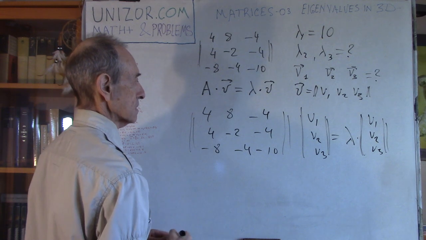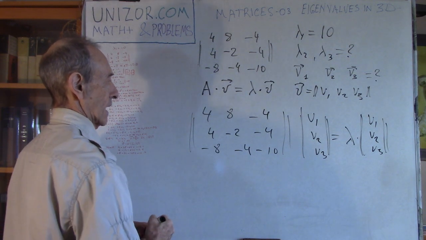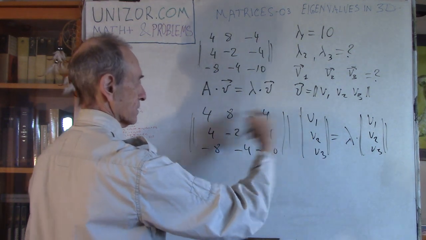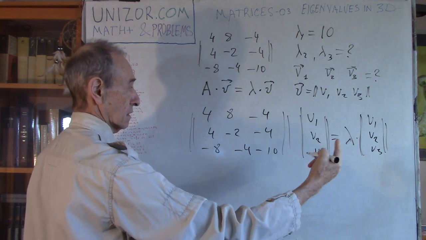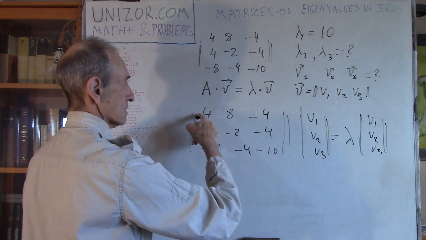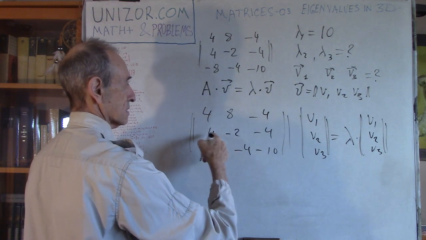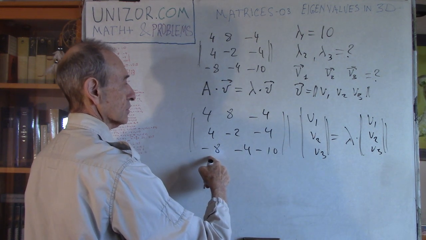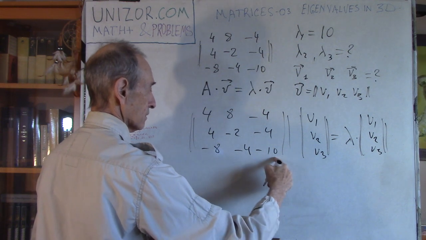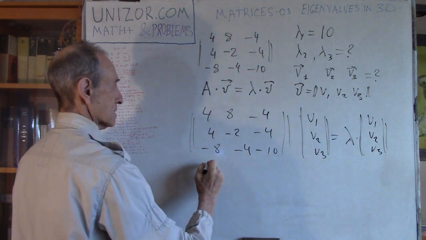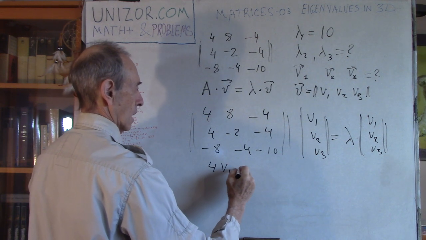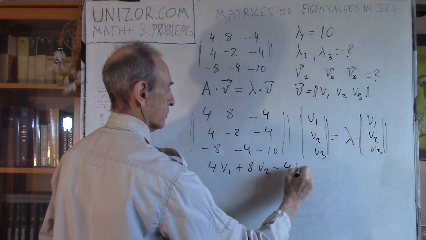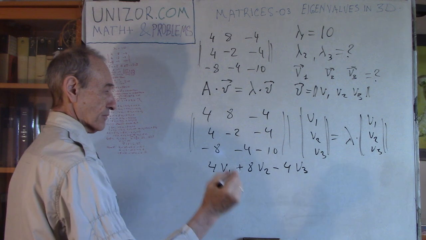What it basically means is the following: 4 times... Now, what's the component of the product of a matrix and the vector? It's a vector. The first component is the first row times the vector, the second component is the second row times the vector, and the third component of the resulting vector is the third row of the matrix times the vector. So basically it means 4v1 plus 8v2 minus 4v3. That's the first component, right?